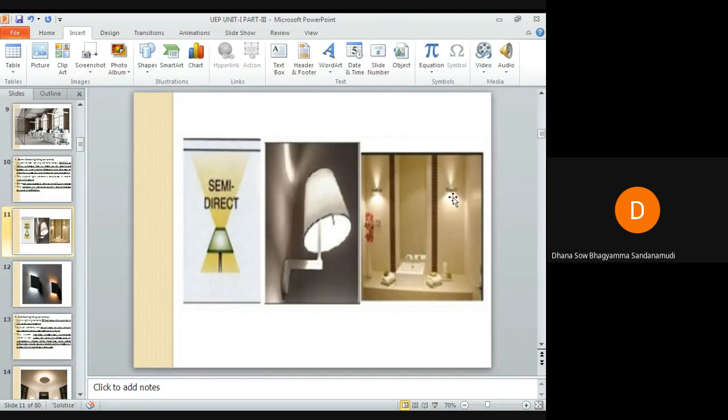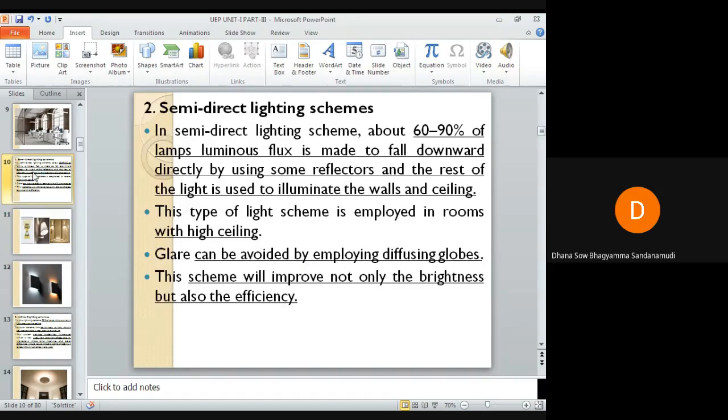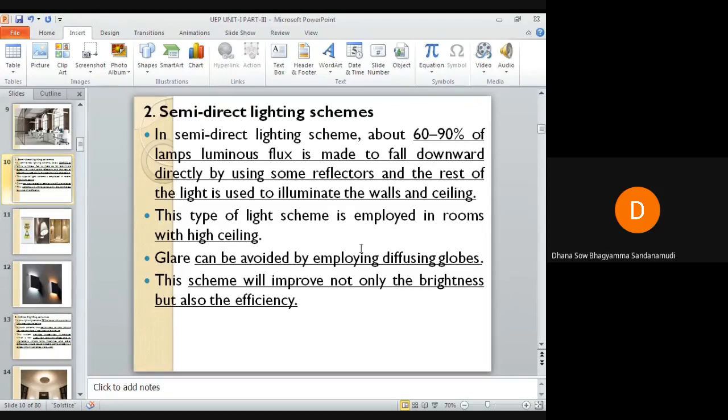In order to get more illumination on the lower surface, semi-direct lighting is used. Whoever has installed these lamps in their house also wanted to illuminate the walls, but with less illumination on the walls. That's why they have used semi-direct lamps. So in direct lamps, 90 to 100% of the luminous flux is focusing on the bottom surface, whereas in a semi-direct lamp, 60 to 90% is focusing on the surface, and the remaining is reflected or focused upward.